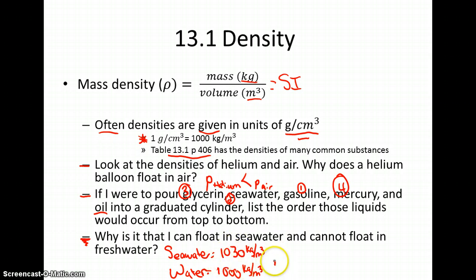And so I could see that a person could have a density of, let's say, just above 1,000, right? And so like 1,000 and we'll say, let's say 1,020, right? And so if I have a density of 1,020 kilograms per meter cubed, then I am more dense than just fresh water, and so I'm going to sink. However, I am less dense than seawater, and so I'm going to float.